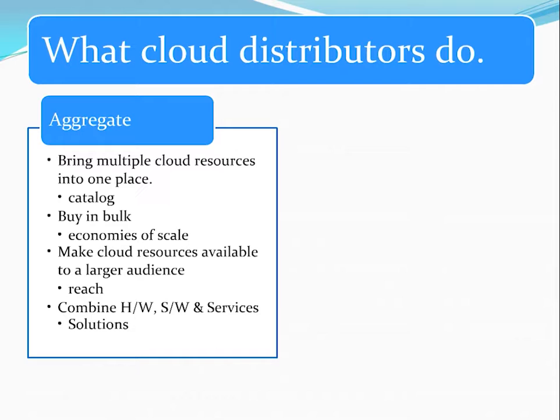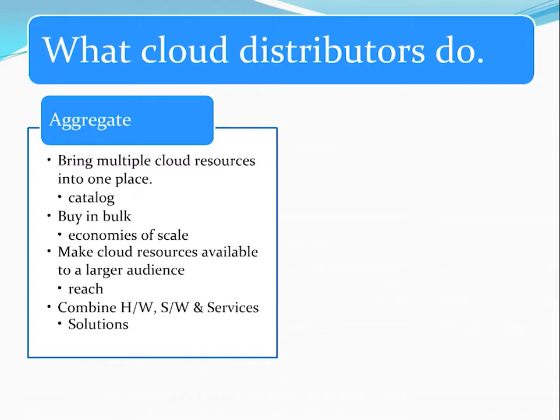We buy big, and that gives us economies of scale that allows us to have the right pricing and put it all in one place. We make cloud resources available to the larger audience, which means that that's the reach part. We give cloud manufacturers reach into a large group of resellers. And then ultimately, we sell solutions, right? We sell the hardware and the software and the services and the cloud services that make up a complete solution. Because nothing's ever all cloud or all hardware. It's always a combination of things.